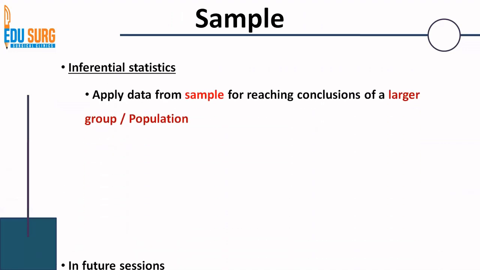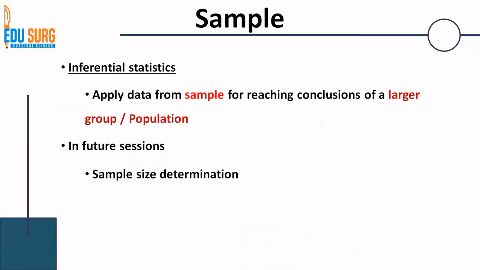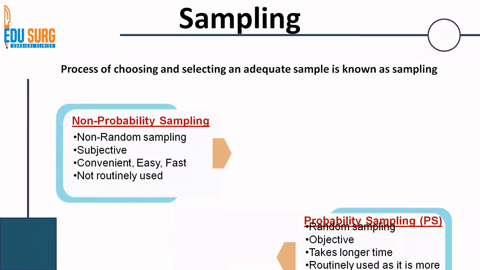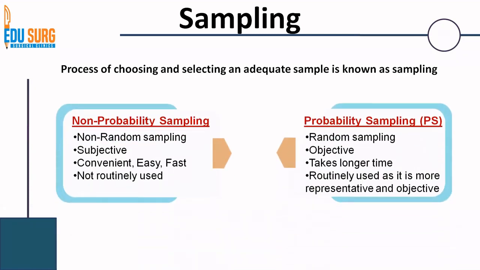As I have already said, we will discuss sample size determination in future sessions. Now we are coming into sampling. Sampling, as we have already seen, is choosing and selecting an adequate sample from a population. There are two types of sampling, non-probability sampling and probability sampling.